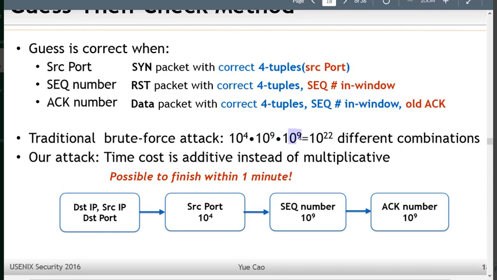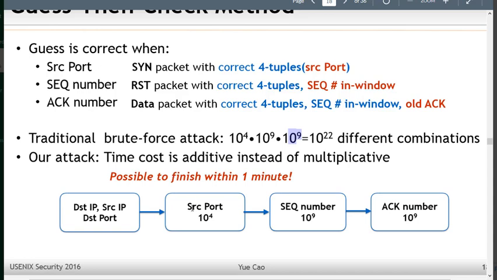This is the ACK number. So altogether, you will have a guessing space of 10 to the power 22. This is huge. In the new attack that we illustrated here, they serialized the whole procedure.